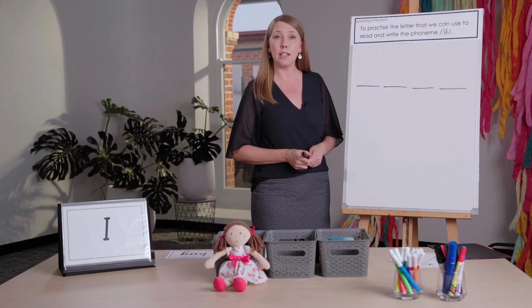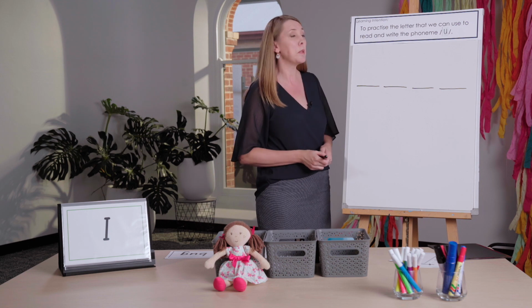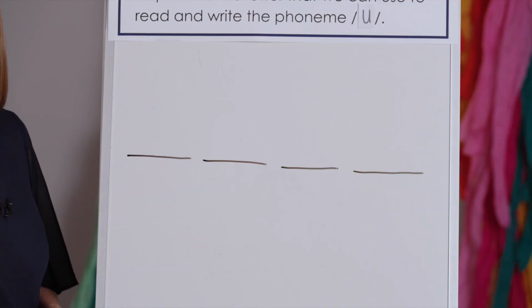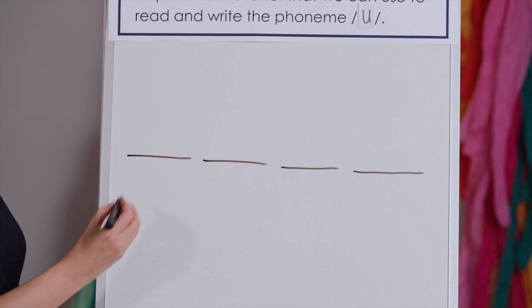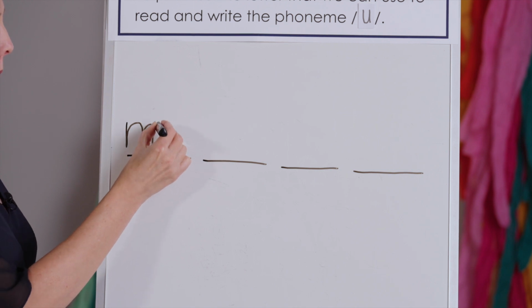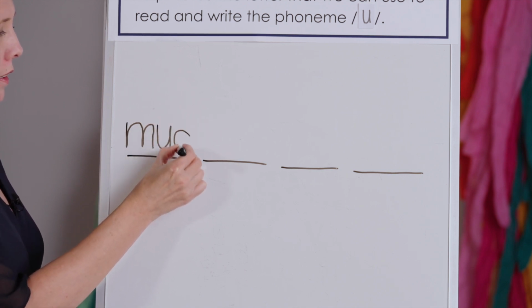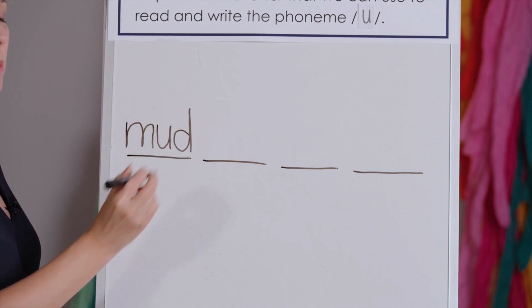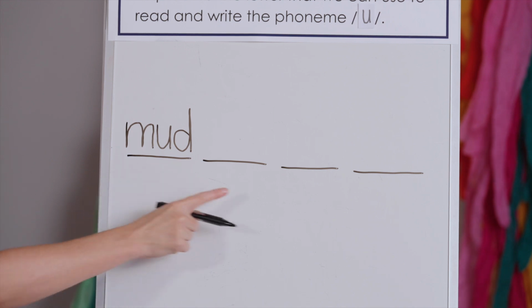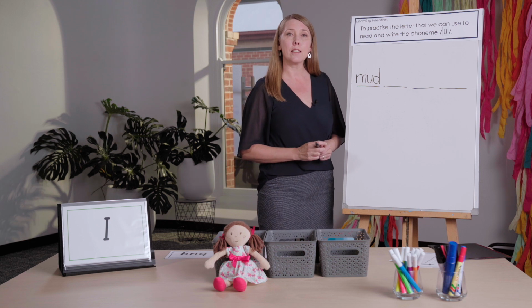What's the first word in our sentence? That's right, it's mud. Let's tap the phonemes in mud. M-u-d, mud. Can you write the word mud on your first line? M-u-d. It helps to say the phonemes as you're writing the word. M-u-d, mud.